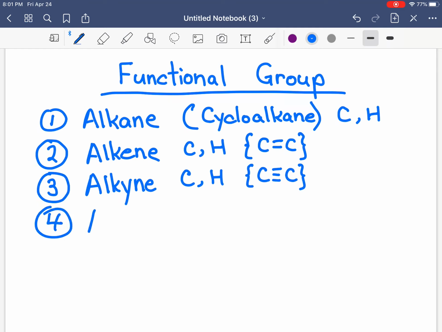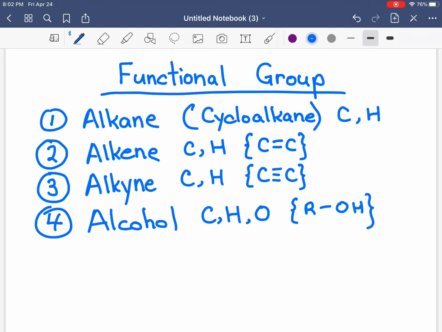Number 4, we have alcohol. Some people's favorite functional group. This involves carbon, hydrogen, and oxygen. Wow, oxygen, huh? And the identity of this functional group is some sort of organic hydrocarbon chain bonded to an OH.